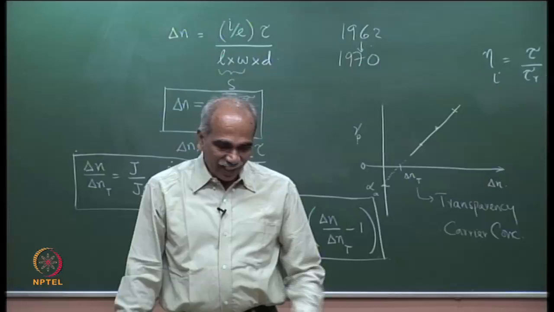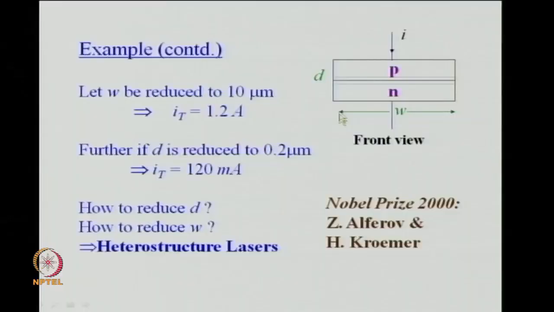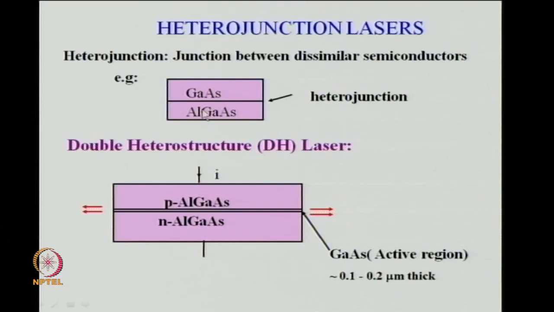So how to reduce D and how to reduce W? We said if we could reduce, then it will work. So how to reduce? And this is by the use of heterostructures. Some amount of discussion we already have had. And here is heterojunction lasers that brought into the picture. Heterojunction refers to junction between dissimilar semiconductors.